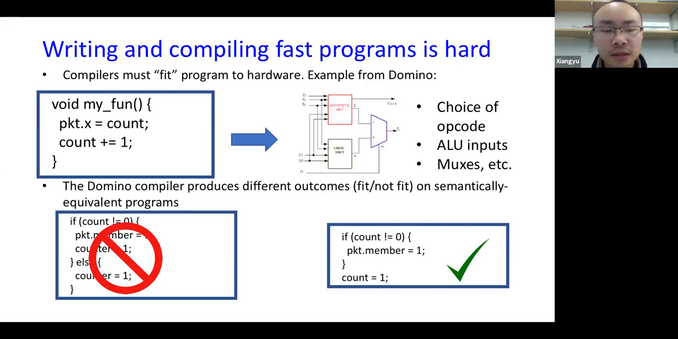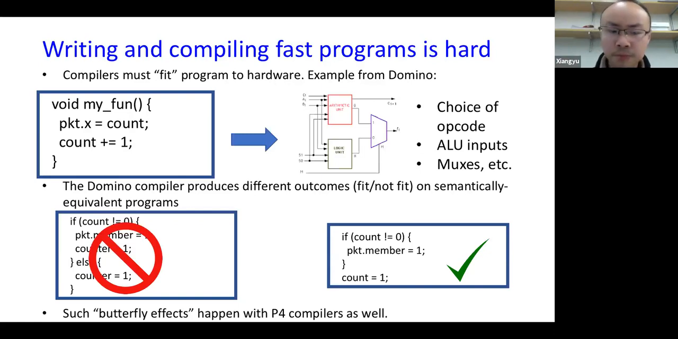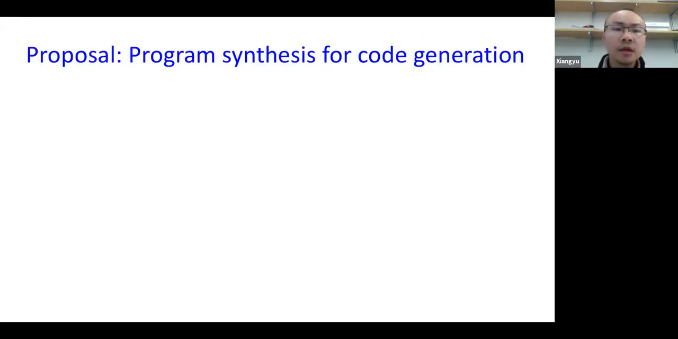While you can develop a specific compiler algorithm to fix this particular issue, this is still a problem that crops up in other scenarios and even happens with commercial compilers as well, where a slight semantic-preserving modification to your code can cause a completely different compilation result without any particularly good explanation. So in response to the above concerns, our proposal is to use the field of program synthesis to develop a code generator for packet processing code.